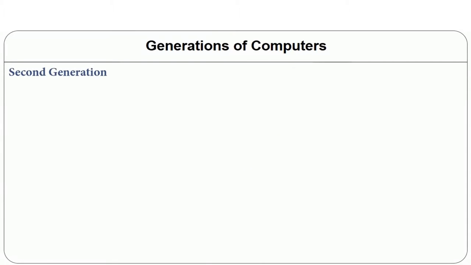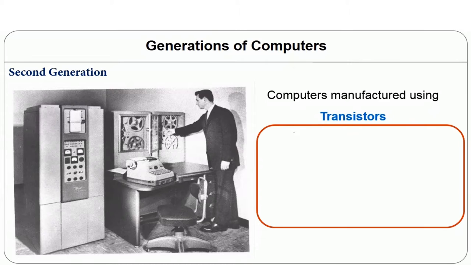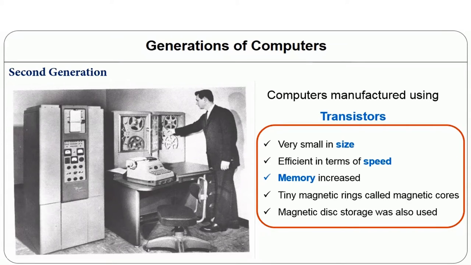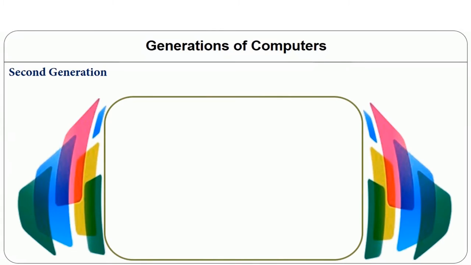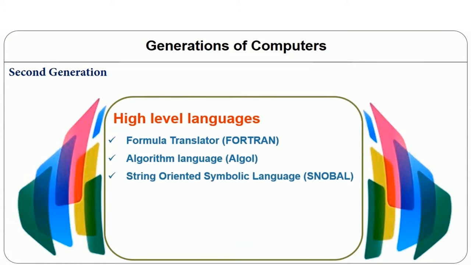Second generation computers were manufactured using transistors, became very small in size, efficient in terms of speed, and memory increased several thousand times. Tiny magnetic rings called magnetic cores were used as memory components. Magnetic disk storage was also used. Some high-level languages such as Formula Translator, that is Fortran, Algorithm Language, Algol, and String-Oriented Symbolic Language, Snobol, were in use during that time. IBM 1401, TDC 12 are some examples of second-generation computers.